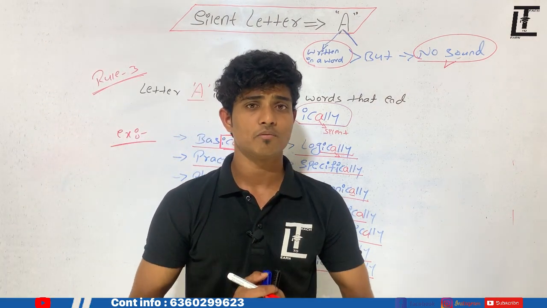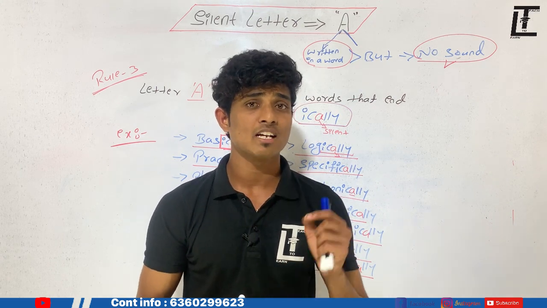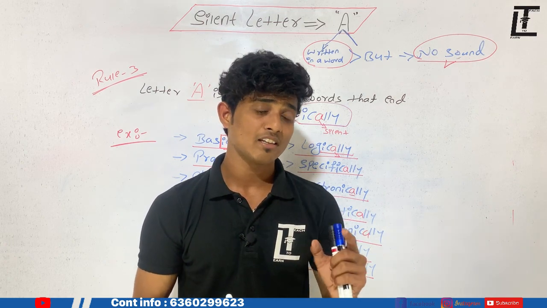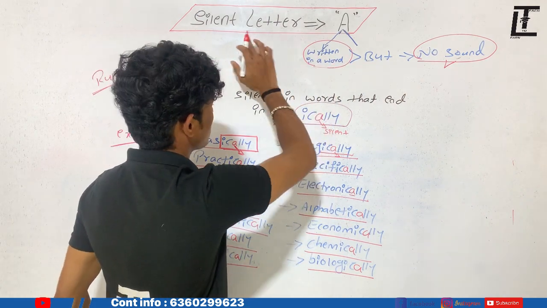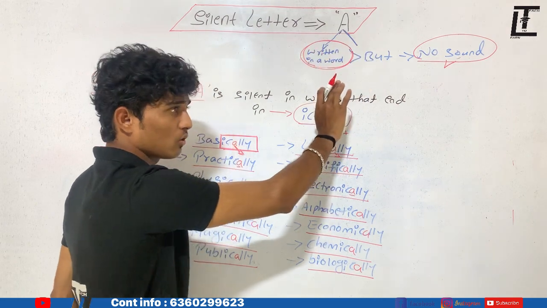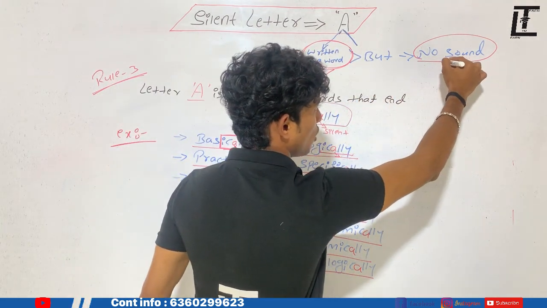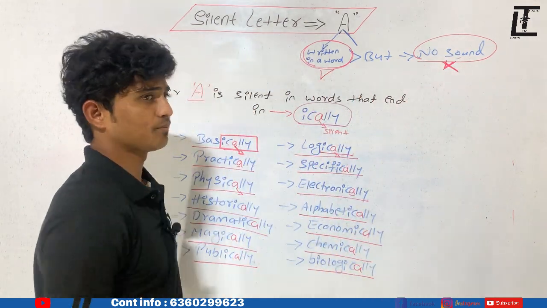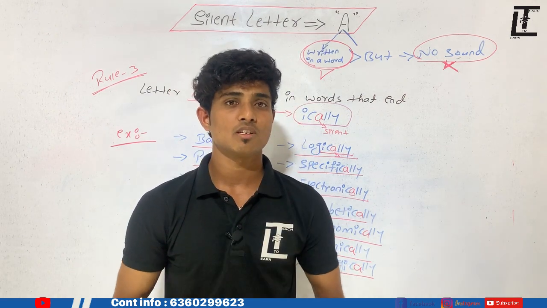So all the letters written with this red marker are considered silent letters. They must be written in the word, but should not be pronounced. If you pronounce that letter, that is wrong, and if you don't write that letter in a word, that is also wrong. So follow this strategy: a silent letter must be written, but should not be pronounced. These two rules must be followed, and we have discussed the 3 rules of the silent letter A.